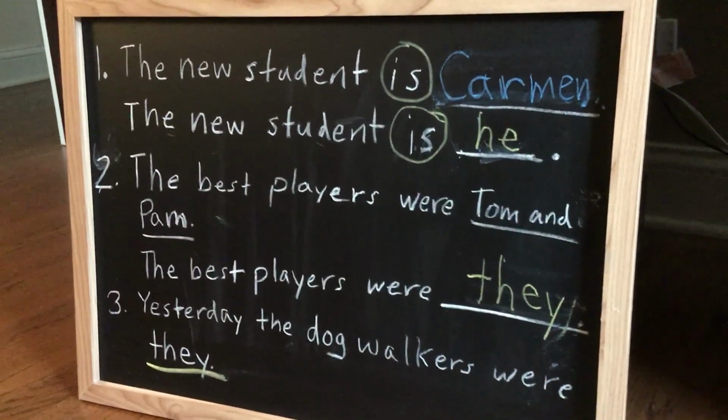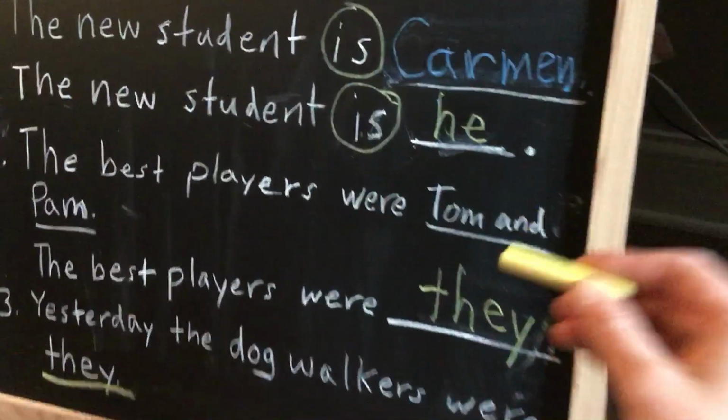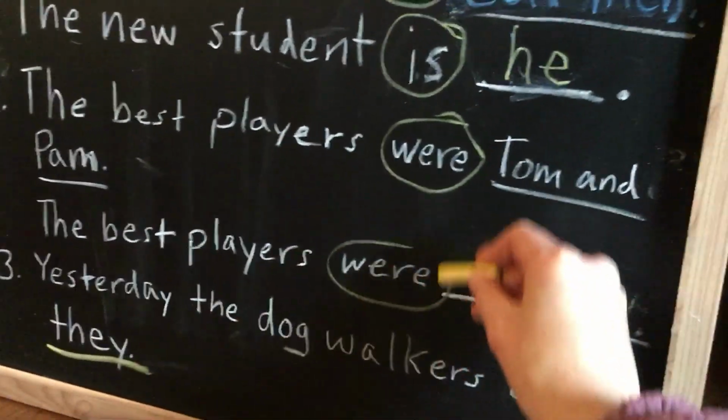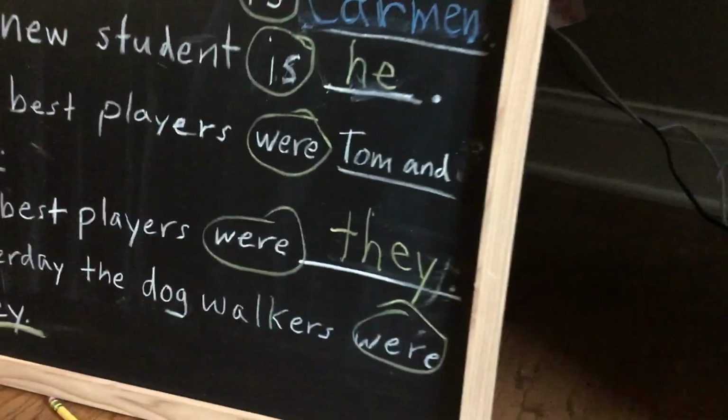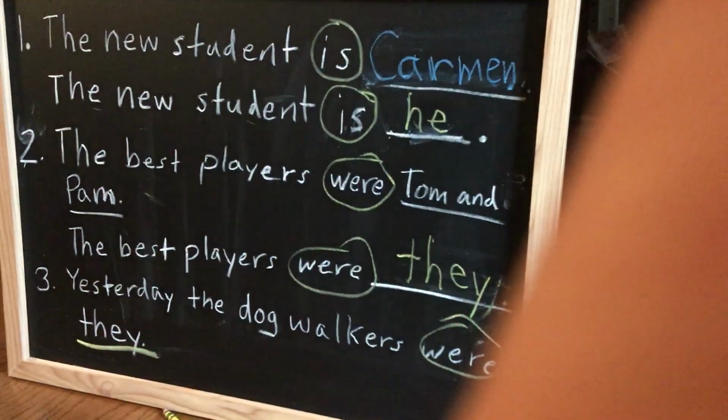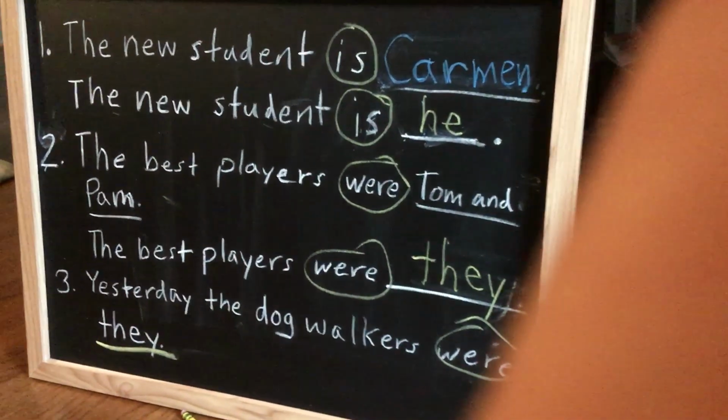So that's the main thing you guys have to remember. Also, these come after linking verbs. Is and were. Am is also a linking verb. Was. We went over those earlier in the year.